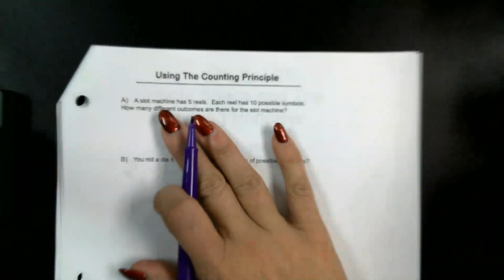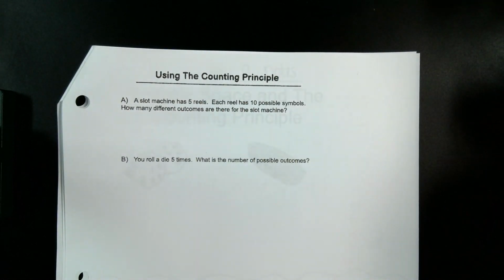Anyway, a slot machine has 5 reels, and each reel has 10 possible symbols. How many different outcomes are there for the slot machine? 50. Okay, so hang on. It's not 5 times 10. You have to think about there are 5 different reels. So reel 1 has how many options? 10.